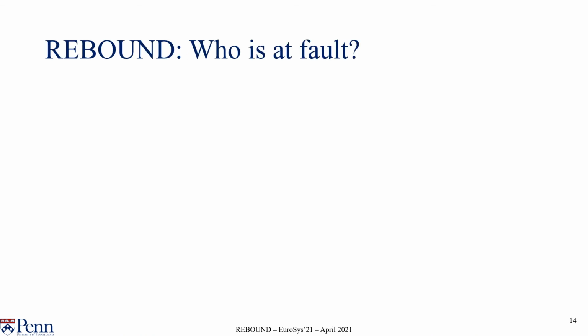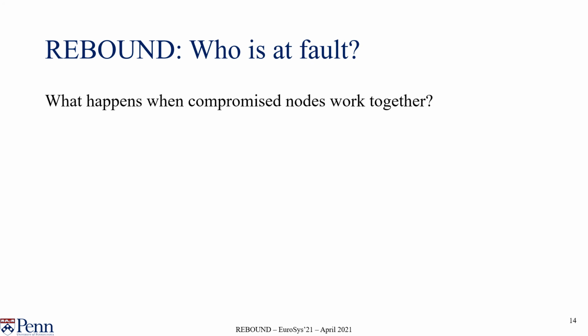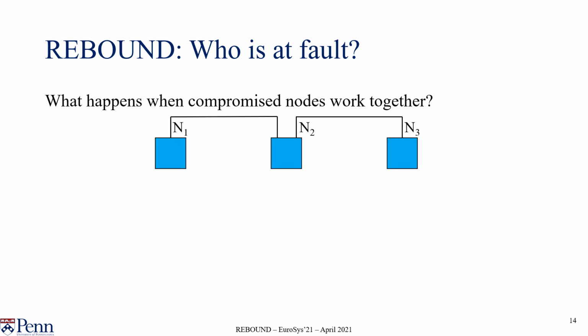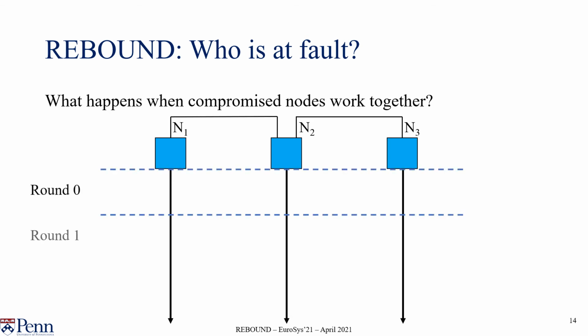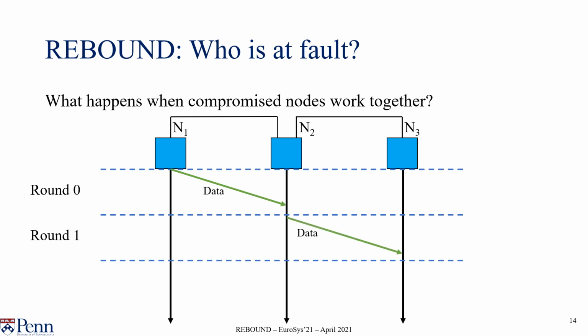There still remains the complexity of what happens when compromised nodes start working together. Let's take a simple linear topology and look at it through time, divided into discrete rounds. In round 0, node 1 sends data to node 2, and node 2 forwards the data to node 3. If node 1 is compromised, it might omit the data.